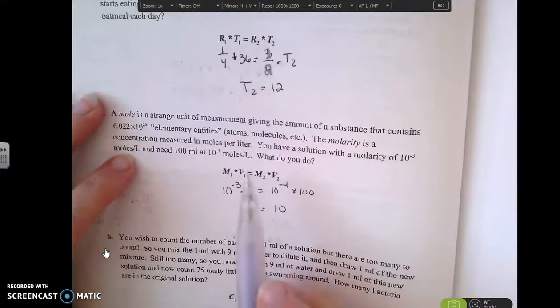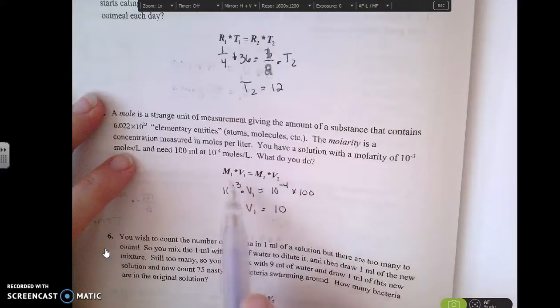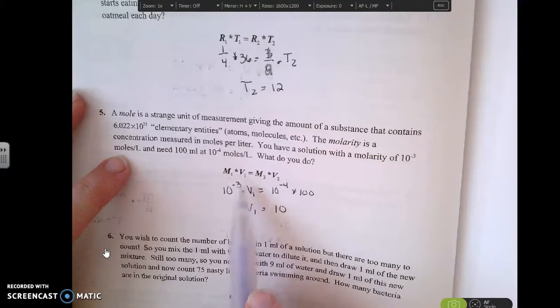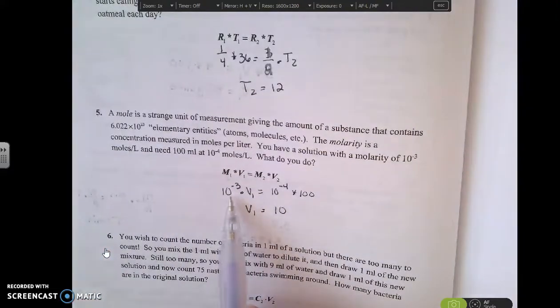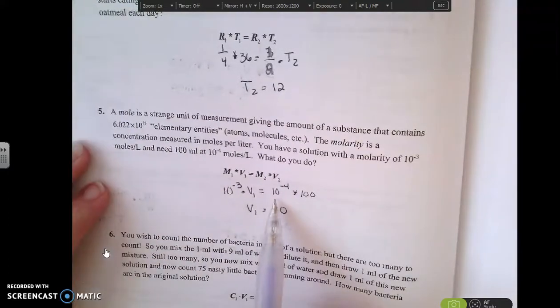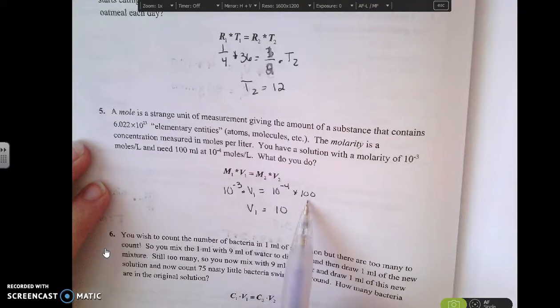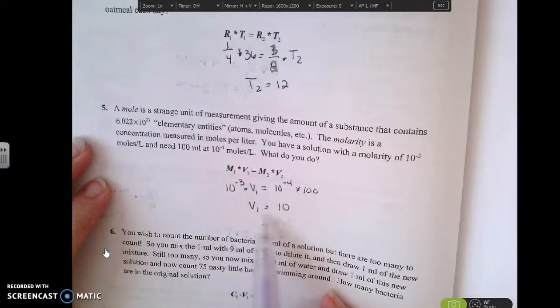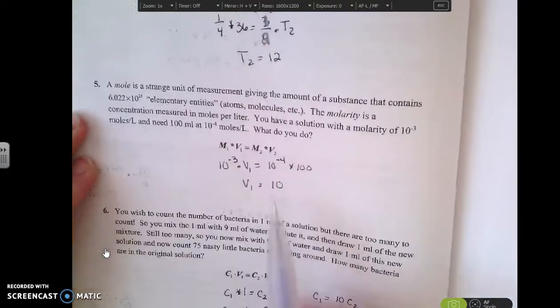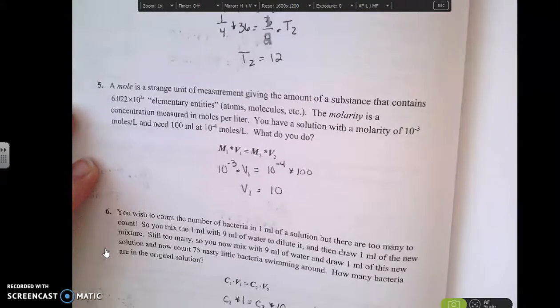A mole is a strange unit of measurement. So we have the moles, and then we have the volume. The moles is 10 to the third, and the volume, and the other moles is 10 to the fourth, and the volume. So canceling out, the volume is going to be 10 milliliters.